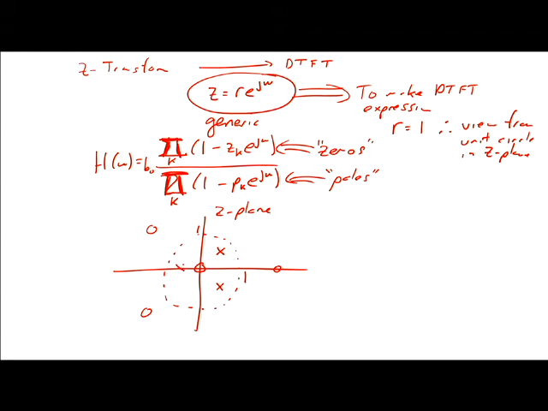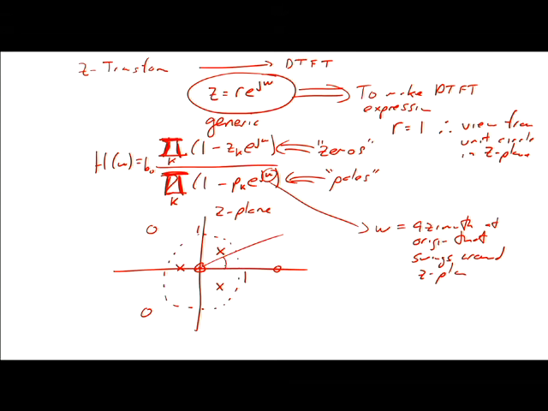Let's say there's some poles there. There's some poles there. And so what we're going to see, right, is that later on, what we're interested in is essentially that omega thing. So this omega term refers to some sort of azimuth that goes from 0 to 2 pi all the way around the z plane. Okay, so it's the azimuth at the origin that swings around the z-plane. So it's this guy. So that's omega.